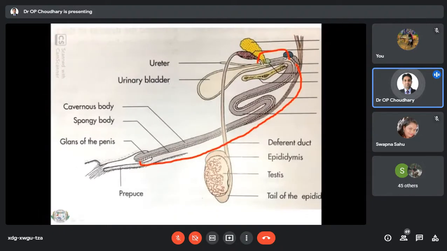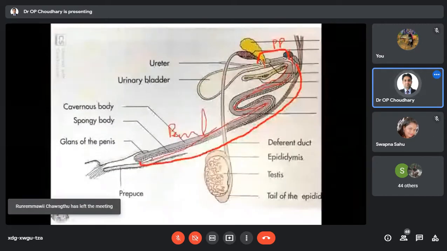You can see here, this is clear cut. Here, this part of the urethra is called the pelvic part of the urethra, and the remaining part of the urethra that is present in the two crura of the penis is called the penile part of the urethra.